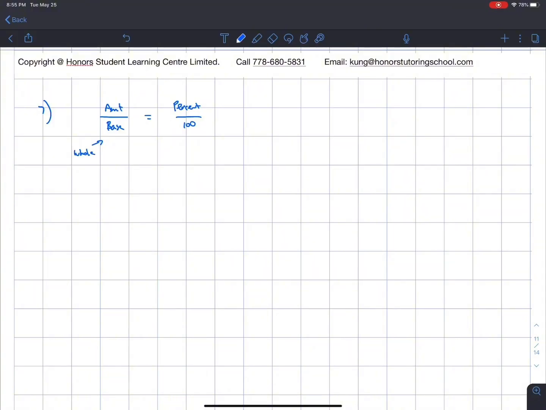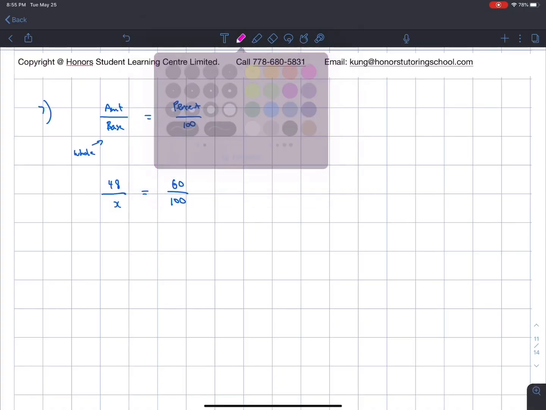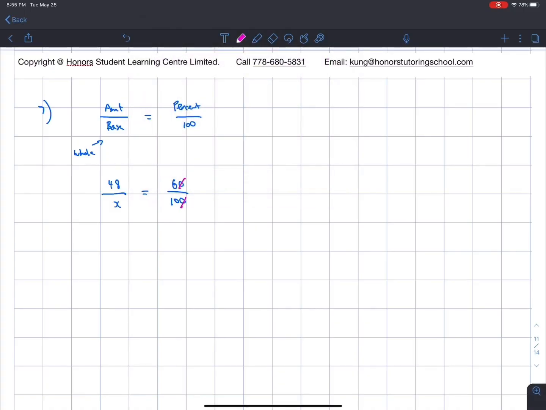So it has won 48 games. So the amount of games won is 48. And the total number of games here is going to be x. This equals 60%, so 60 over 100. Now we can cross out the zeros, reduce it further, divide the 6 by 2 to get 3, divide 10 by 2 to get 5.